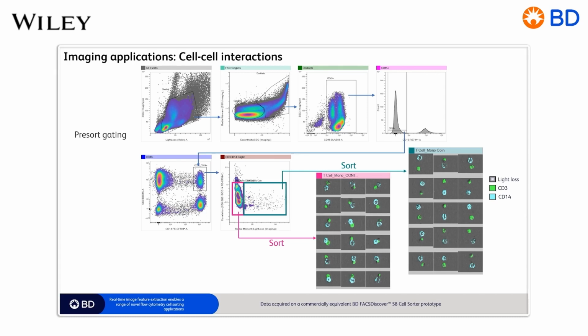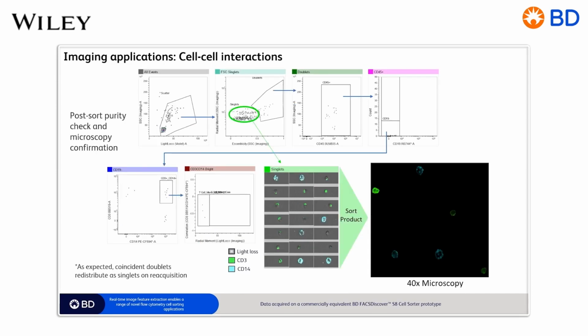Using radial moment and correlation, so that's again the spread, how far apart things are spread out, and correlation is if there's a bit of overlap between the cyan and the green, I'll get a good correlation. So I can look at those coincident versus what I call synaptic doublets, and we can actually sort those. And so we sorted both populations. First, we sorted the coincident doublets, and as you might expect, when you reacquire them, they essentially are all singlets.